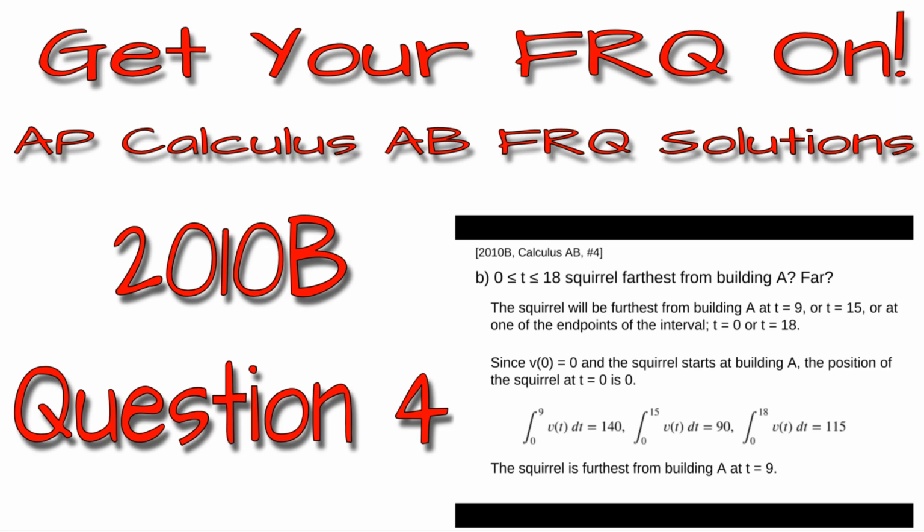This question is from 2010, Form B. It's question 4, and it is not calculator active. In the question stem, we've got a squirrel starting at building A at time t equals 0, traveling along a straight horizontal wire connected to a second building, building B. Over the interval from 0 to 18, no units provided, the squirrel's velocity is modeled by a piecewise linear function defined with a graph, which is provided in the actual exam.